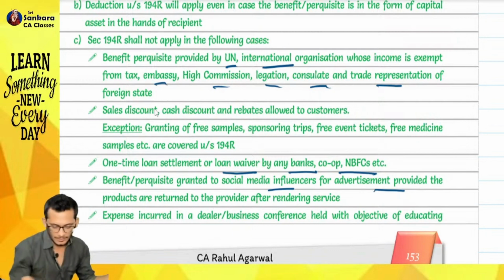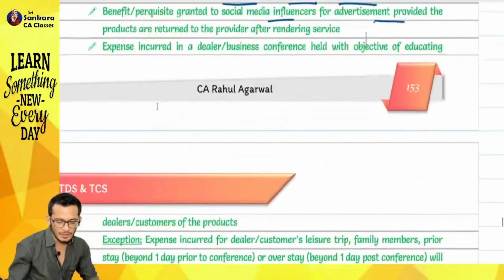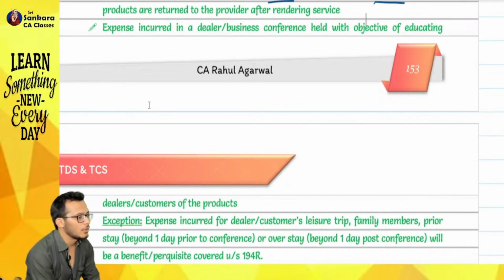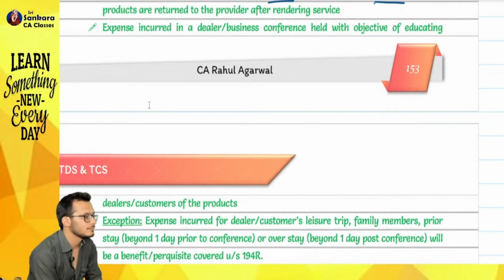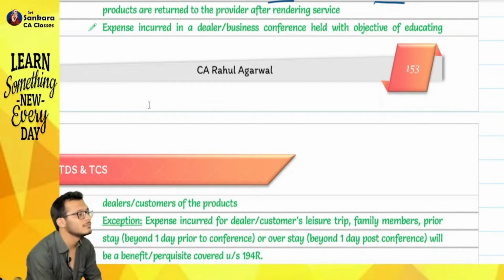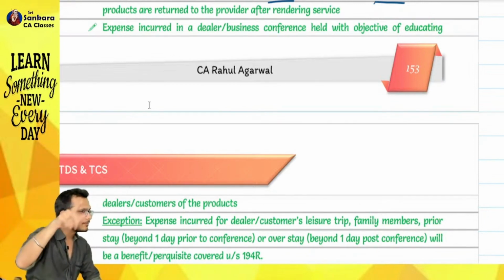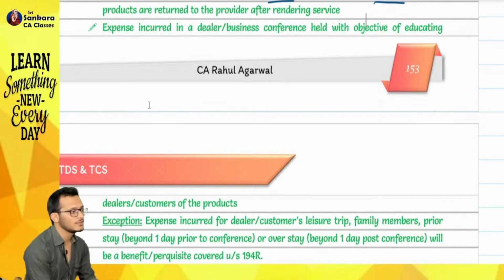Okay? Next one. Expense incurred in a business dealer conference held with the objective of educating the dealer or customer of the product. Making awareness. Basically, you have launched a new product. Let's say tomorrow Samsung Galaxy or Apple iPhone is going to come. You will see that the conference will have a lot of dealers, called from all over the world. For those people, you are giving some benefits: calling them here, making them stay, giving them food and everything. Will TDS apply on them?